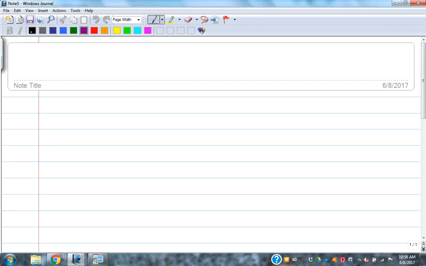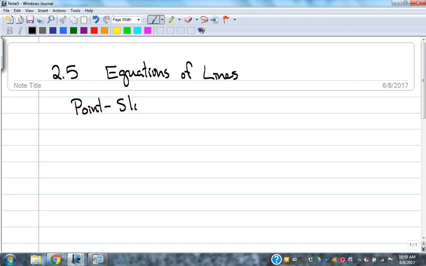All right. Last section of the day, section 2.5. And I'm not going to graph anything in this section. We're just going to build some equations. So we're going to build equations of lines. All right. And we're going to deal with point slope form first. I'm going to work on writing some things in point slope form. We will get back to slope intercept form very shortly.